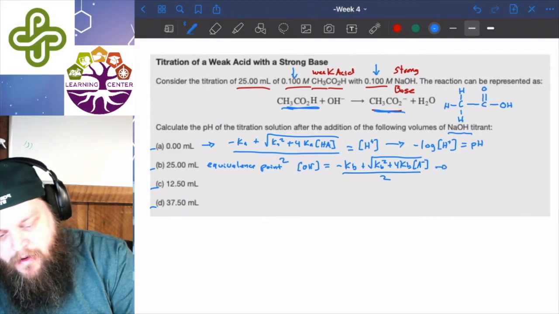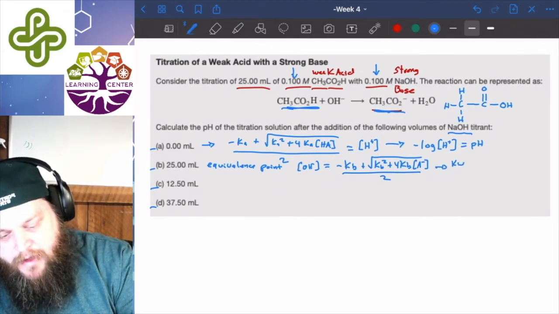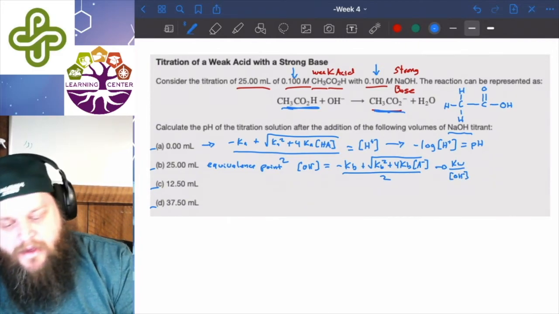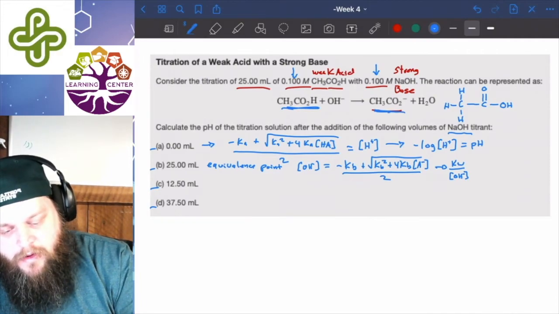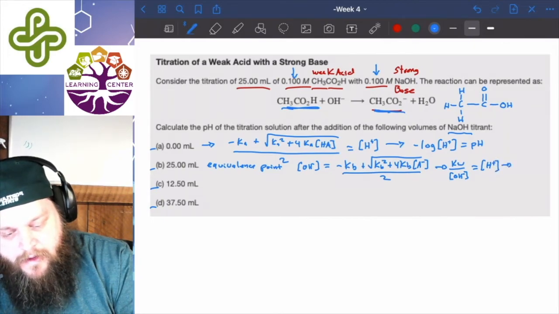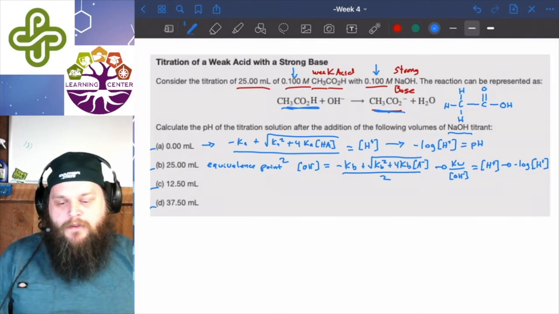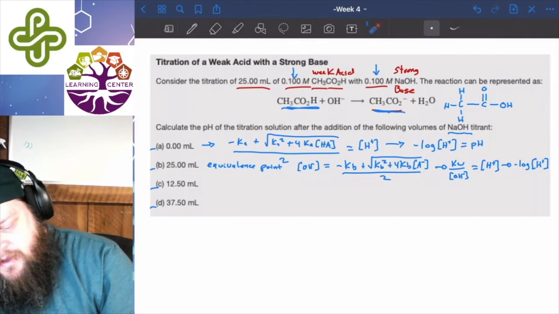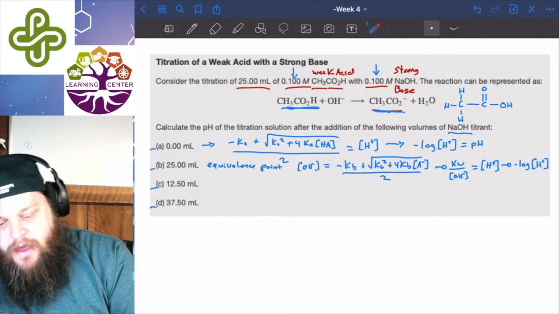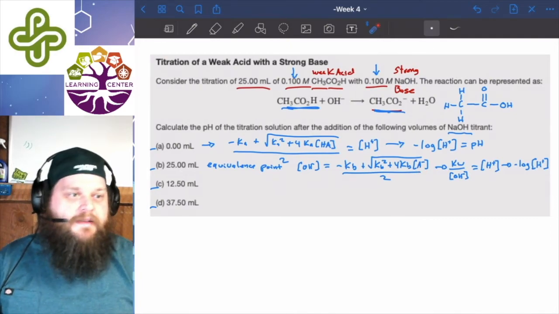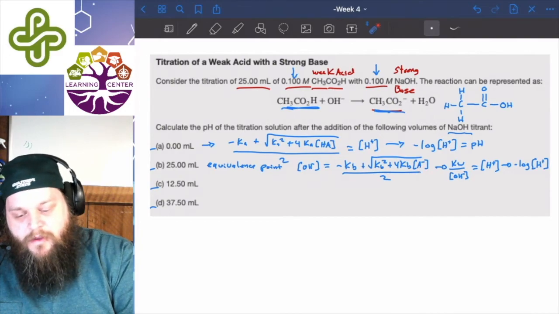And then from there, you can take the Kw divided by that concentration, which will equal your concentration of hydronium. And then take your negative log of your hydronium to find your pH. So it's the same idea. The only difference in these equations is we use Kb instead of Ka, and we're taking the concentration of the conjugate base of our acid. So those are the only two things that really change.